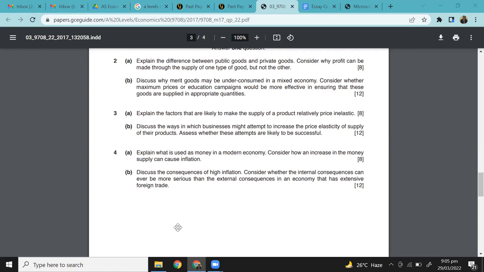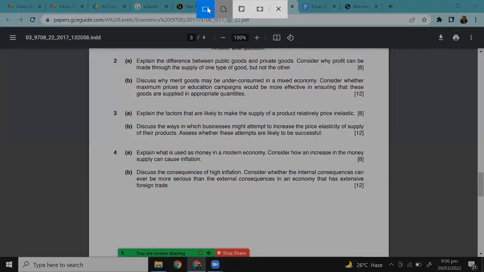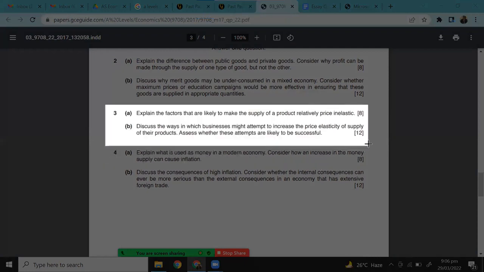2B is a little tricky, but 2A is very straightforward. In fact, I remember doing 2A in one of our classes as well, so forget about that. Yeah, question 3, I think that works well. So let's just copy this onto our document and then we'll get started.